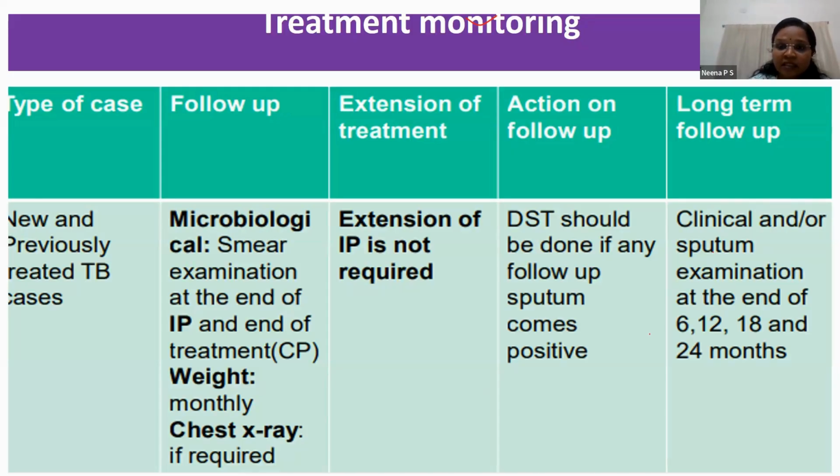And after completing the treatment also, you need to follow up the patient for the next 2 years, both clinically as well as, if the patient is symptomatic, you need to do the sputum examination also. That has to be done every 6 months after completion of ATT. That is 6th month, 12th month, 18th month, and 24 months. Up to 2 years, you have to keep the patient under follow-up, because there is a high chance of relapse in the first 2 years of post-treatment.